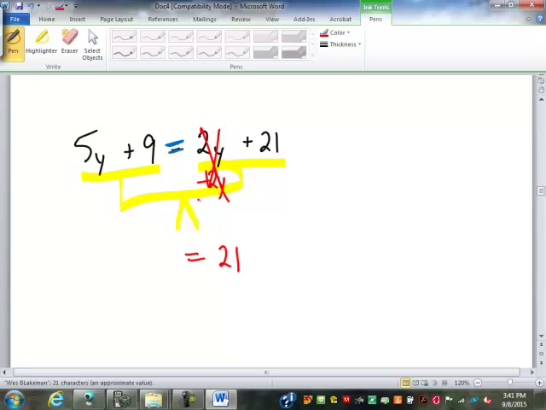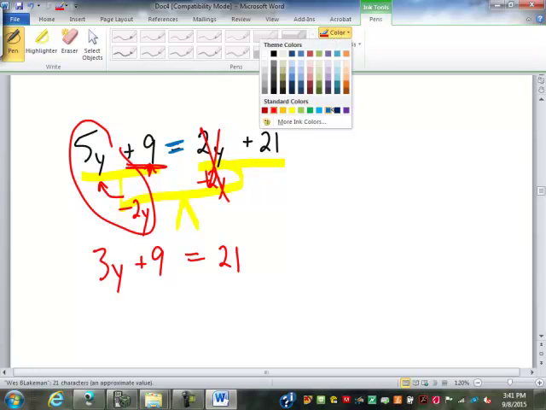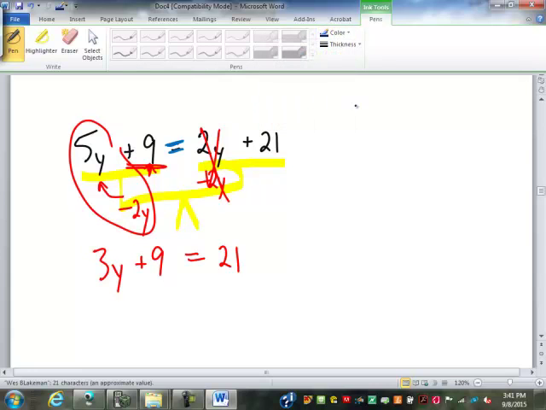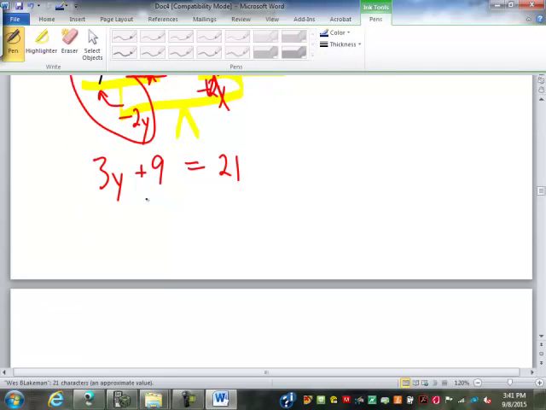But again, that balanced scale says we have to take 2y off the other side as well. I can't take it away from 9 because they have different names. I can only take it away from the 5y. So 5y minus 2y is 3y. And I still have the positive 9. So what do I do next? Subtract 9. 3y equals 12.